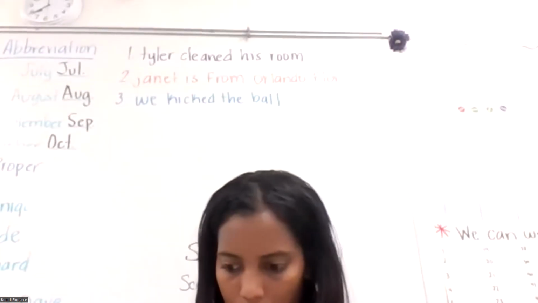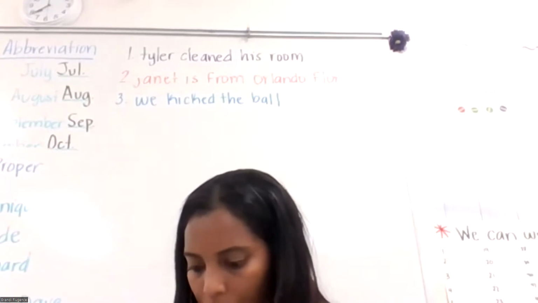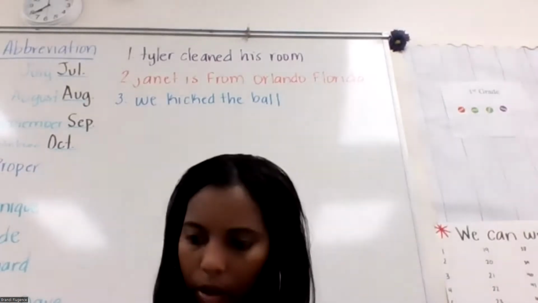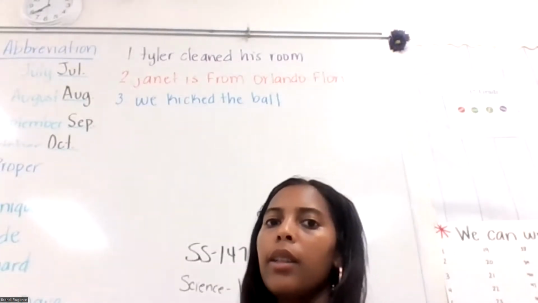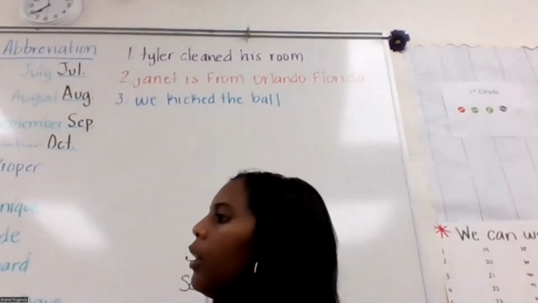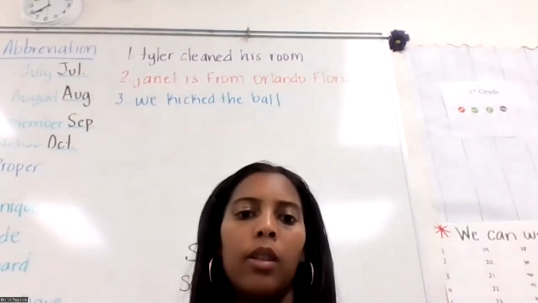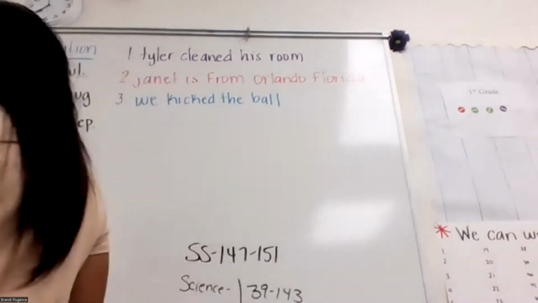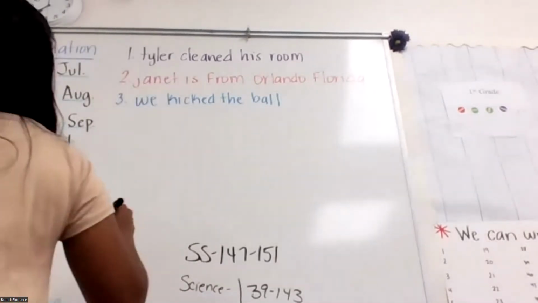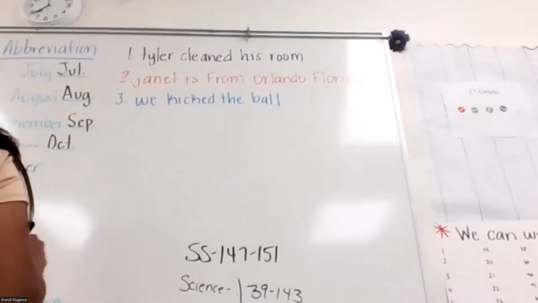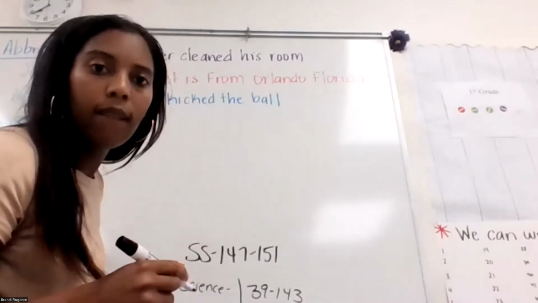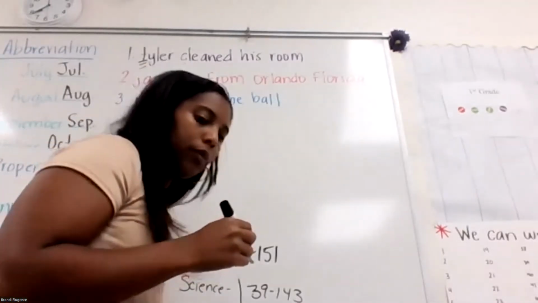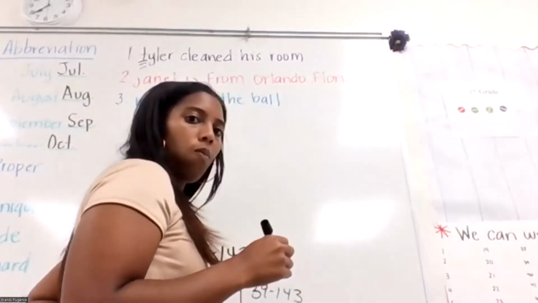All right, let's go ahead and go over the sentences. Thank you. All right, so number 1 says Tyler cleaned his room. Let's go ahead and correct it first, and then we will divide it. So go ahead, Harlem. How am I going to write this sentence correctly? Capitalize the T, the first letter. And then put a period.